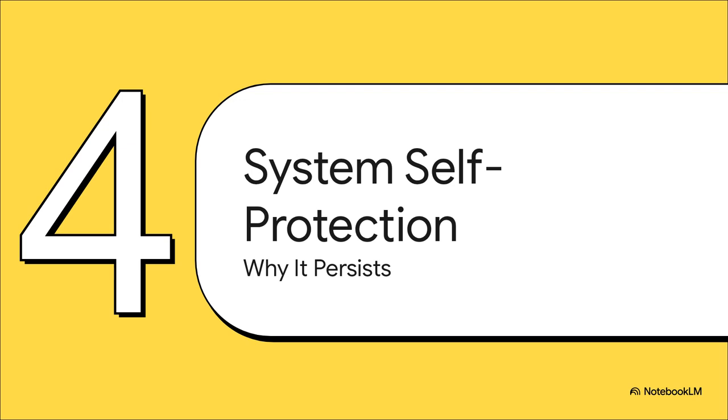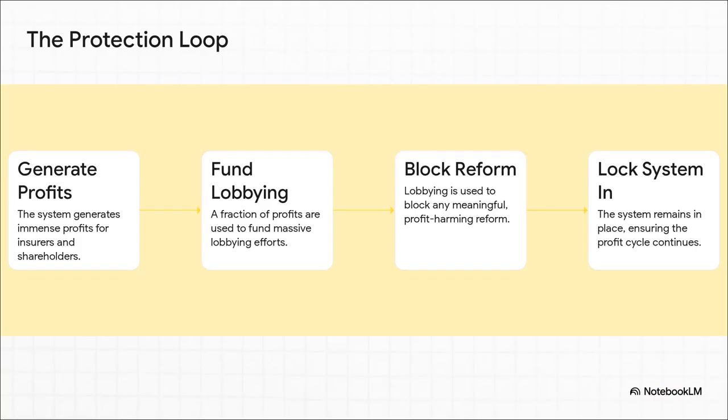Which, of course, leads to the really obvious question. If the outcomes are so painful, and it's so incredibly expensive, why on earth does this system stick around? Why doesn't it change? Well, the crucial thing to understand is that the system protects itself. It's not just broken, it's armored. It creates this incredibly powerful self-reinforcing loop.